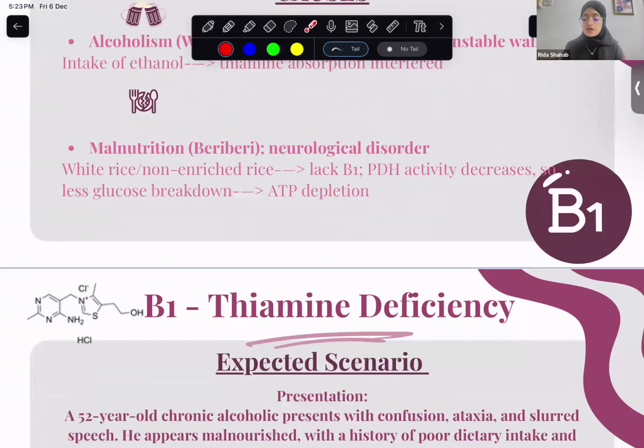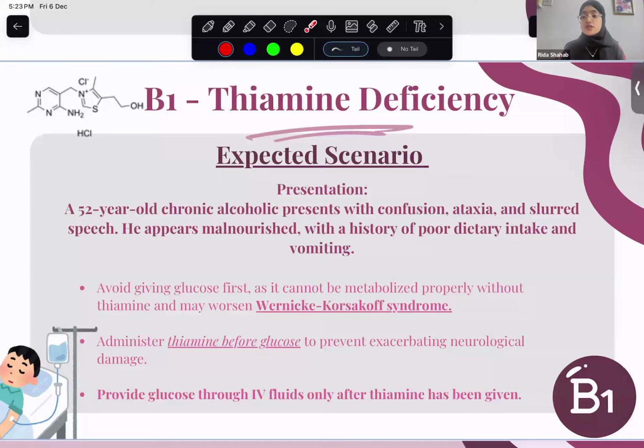This is one of the expected scenarios that is going to come in your exam, maybe as an MCQ. It's going to be talking about a 52-year-old chronic alcoholic who presents with confusion, ataxia, and slurred speech.